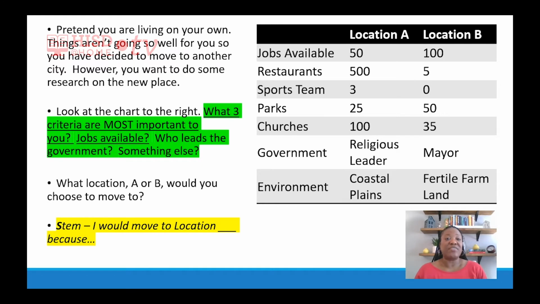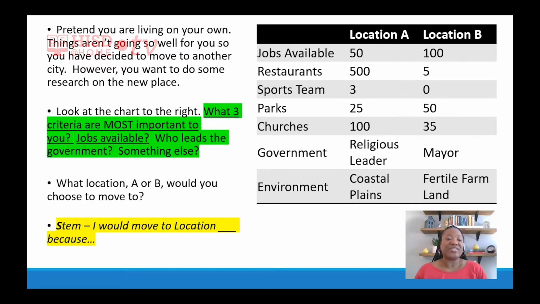Your goal is to pretend that you are living on your own. You know, things aren't going so well for you right now, and you've decided to move to another location. However, you do want to do some research on that place. Now, as you look at the chart on the right, what 3 criteria do you think are most important? Are you more interested in the jobs that are available? Maybe you are more interested in how many restaurants are in an area. How about sports teams or parks or government? How's the government run? Maybe that's important to you. Or what about the environment?